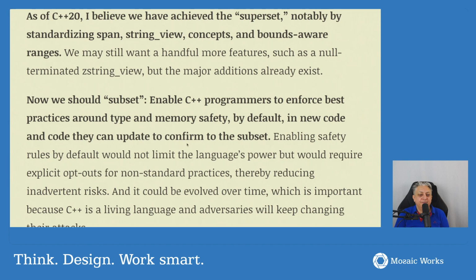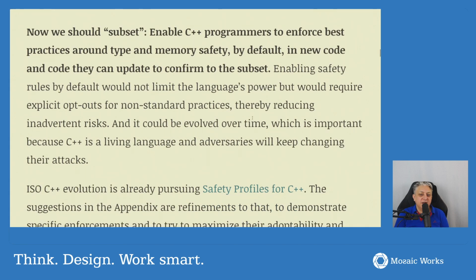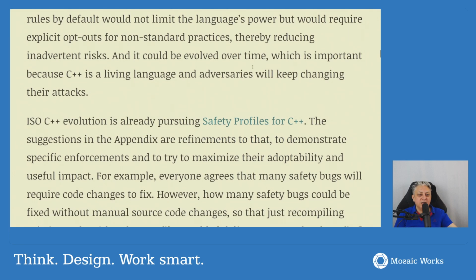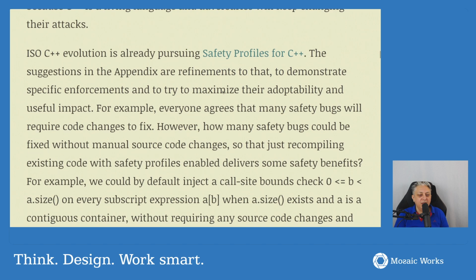Now we should subset, enabling C++ programmers to enforce best practices around type and memory safety by default in new code and code they can update to conform to the subset. Enabling safety rules by default would not limit the language's power, but would require explicit opt-outs for non-standard practices, thereby reducing inadvertent risks. And it could be evolved over time, which is important because C++ is a living language and adversaries will keep changing their attacks. ISO C++ evolution is already pursuing safety profiles for C++.